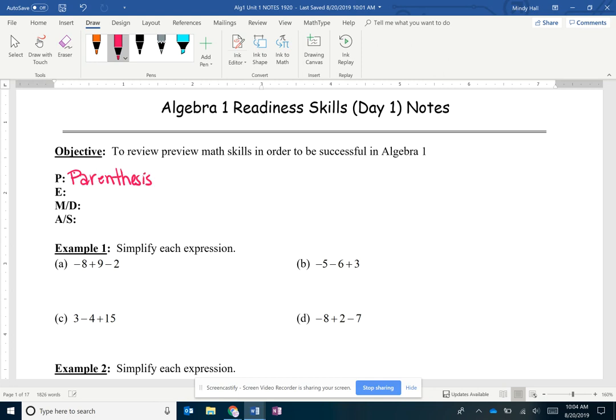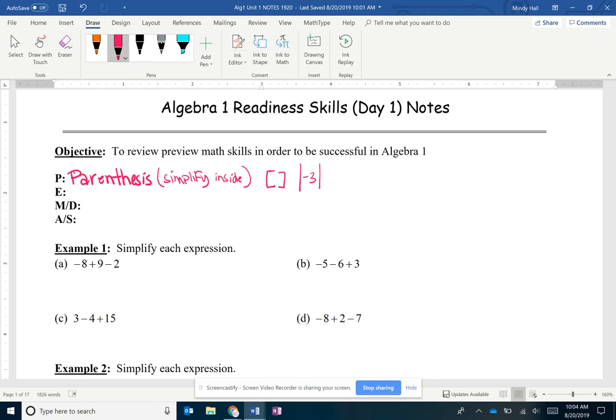So with parentheses, it's important to remember that you are just simplifying what's inside. Another important thing to remember with parentheses is that things like brackets also apply. Absolute values have the exact same rules with it. They all clump them together.